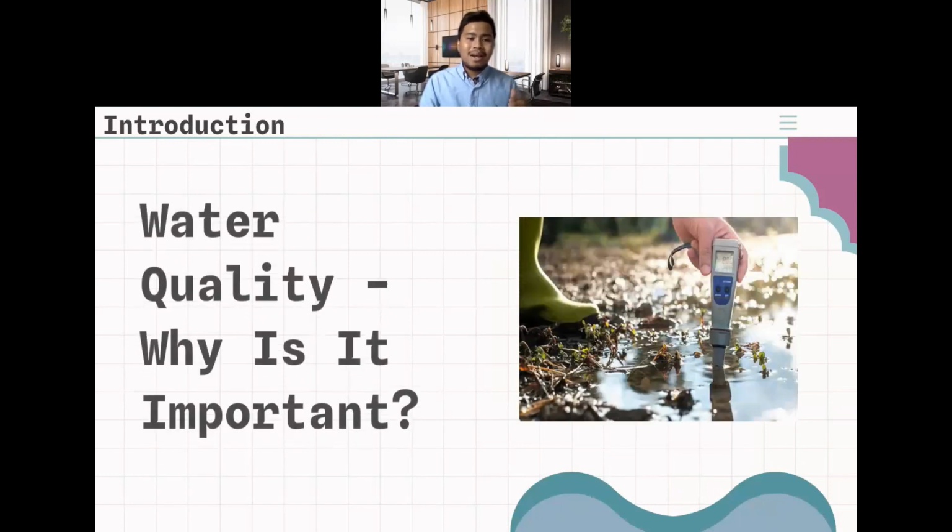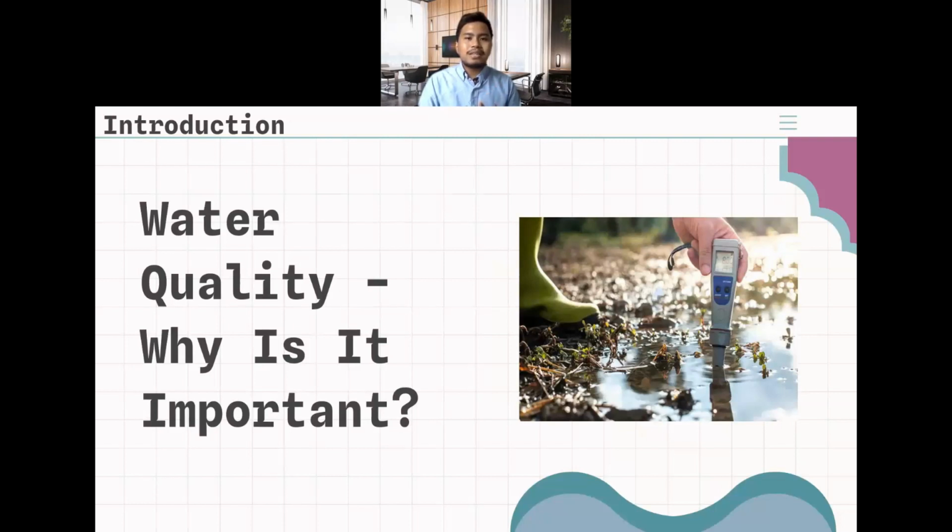For the next slide: why is water quality monitoring important? First is optimal health. Monitoring water quality ensures the well-being of aquatic organisms. By regularly checking parameters like temperature, oxygen, pH, and ammonia, farmers can maintain optimal conditions for the growth and health of the shrimp. Second is disease prevention. Poor water quality can make aquatic organisms more susceptible to disease. Monitoring helps detect potential stressors and allows farmers to take timely action to prevent outbreaks, reducing the need for treatment and promoting a sustainable farming environment.